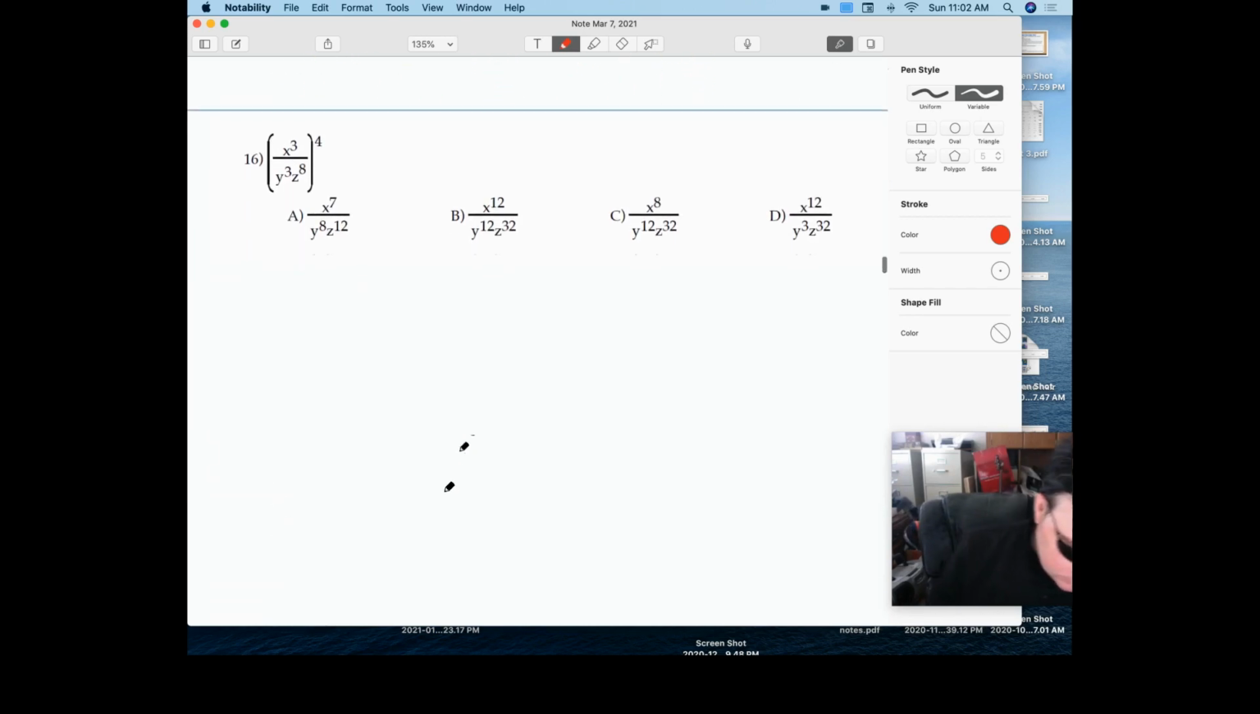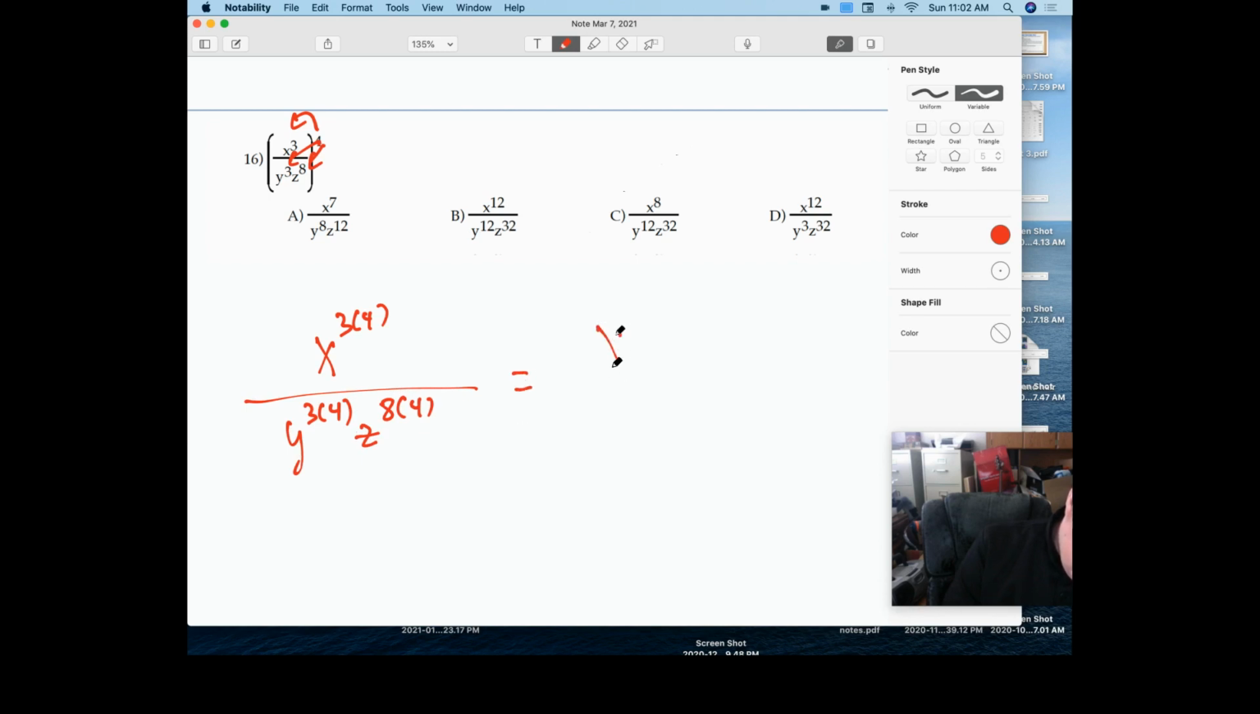Okay. Next one. This is the same thing, it's just more. So we're going to multiply by all of these, so it becomes x to the 3 times 4 over y to the 3 times 4, z to the 8 times 4. So everything was multiplied by 4. This becomes x to the 12th over y to the 12th, z to the 32. And that is answer choice B.